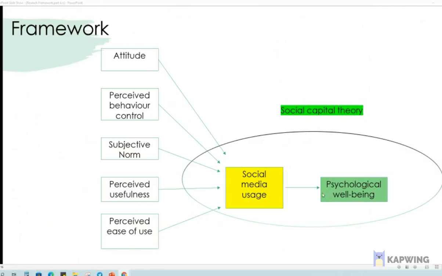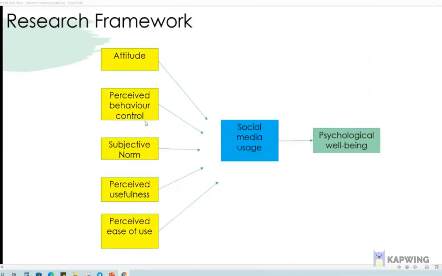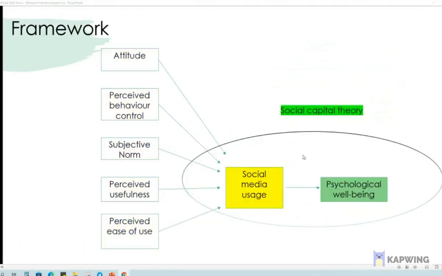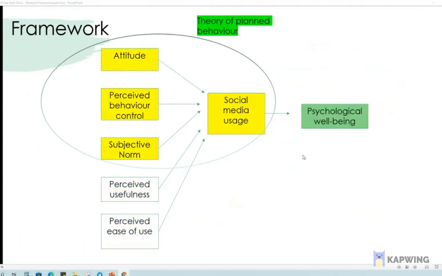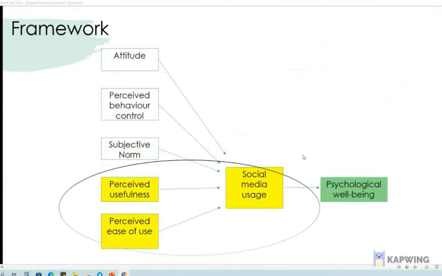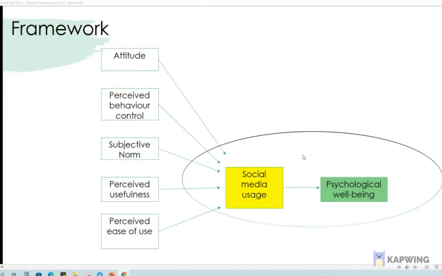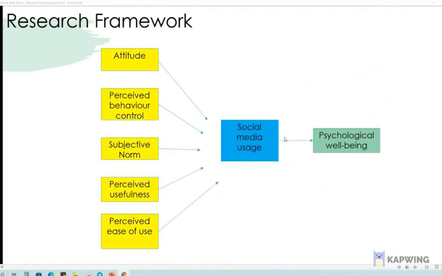So from here, you can identify that in order to develop the framework of identifying the factors of social media usage that impact social media usage and psychological well-being, this framework is based on 3 theories. What are the theories? The technology acceptance model, the theory of planned behavior, and the social capital theory, right? So from here, you can see how these theories have been identified and combined together in order for you to come up with this framework, right?